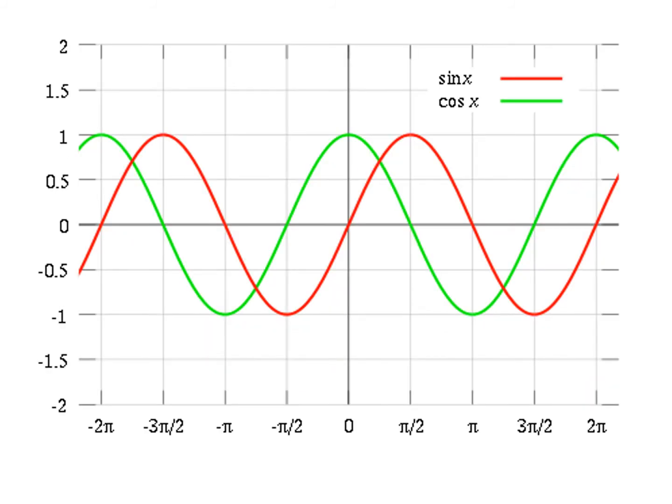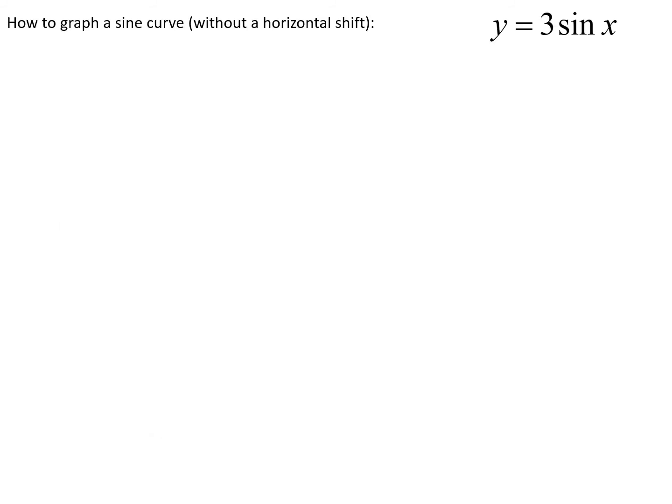All right, and here you just see the sine and cosine curve together. You can see that they're very similar curves. It's just that one has a horizontal shift over the other. And we're going to see when we start writing equations that you can write any sine curve as a cosine curve with a horizontal shift, and vice versa.